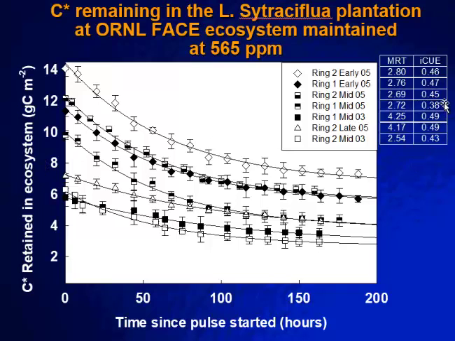Similarly, we looked at the same types of data for the FACE site at Oak Ridge in Tennessee, and we found that these plants typically have about a 40 to 50% ratio of carbon that stays in their systems. So what this means is a lot more of the carbon that comes in actually stays in the systems and contributes to overall tree growth, root growth, and carbon exudation below ground.